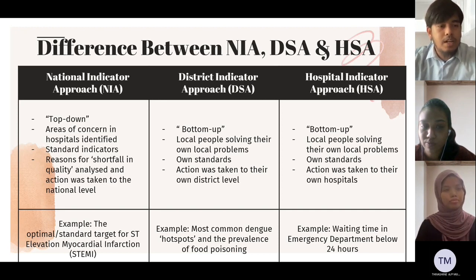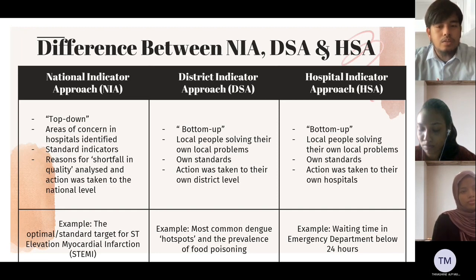So for example, for the national indicator approach, the first one is for STEMI, or ST elevation myocardial infarction, where the optimal or standard target for the ST elevation myocardial infarction mortality rate or fatality rate is below 15%. So it is the indicator that the national level sets for all the districts and also the hospitals, and we must target to achieve that goal.